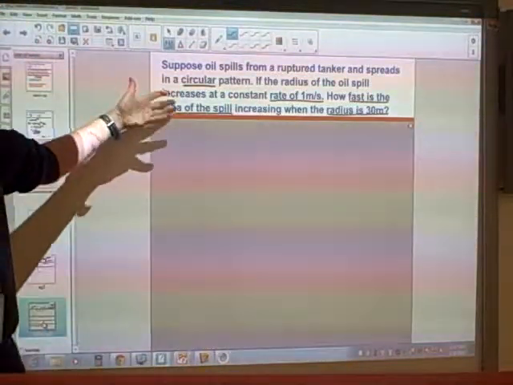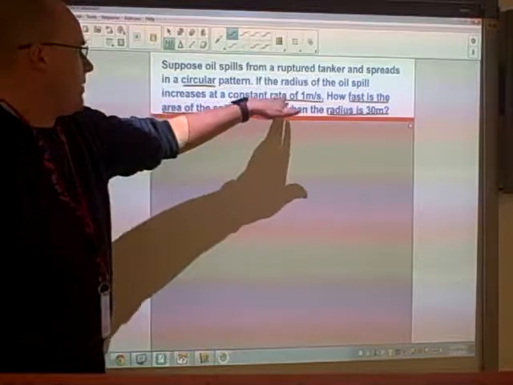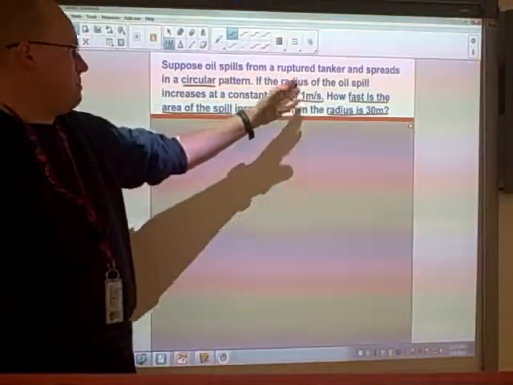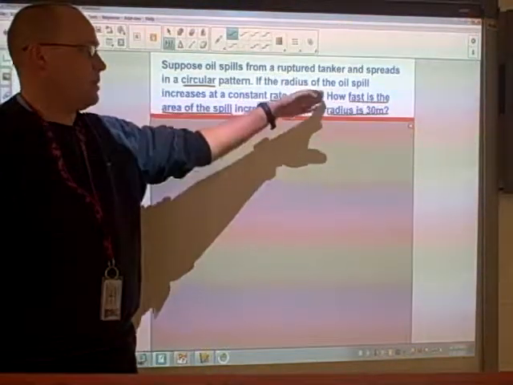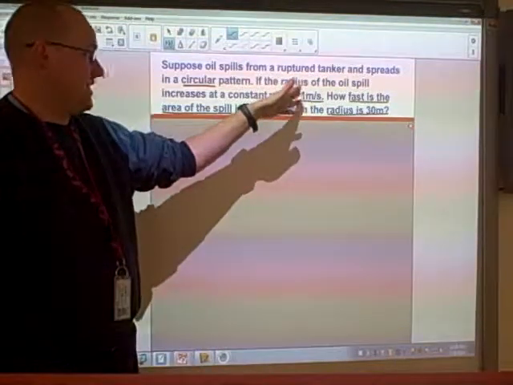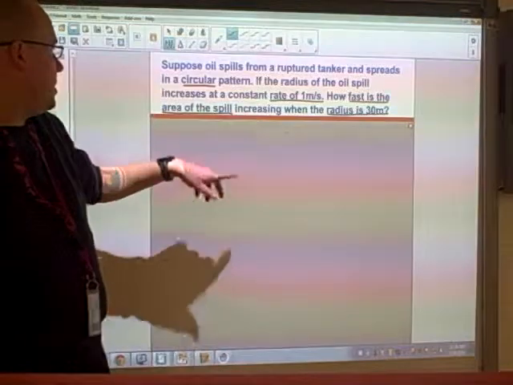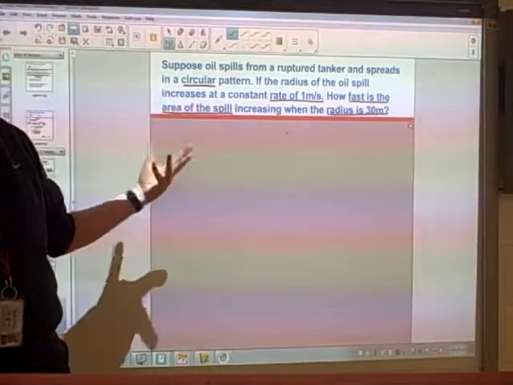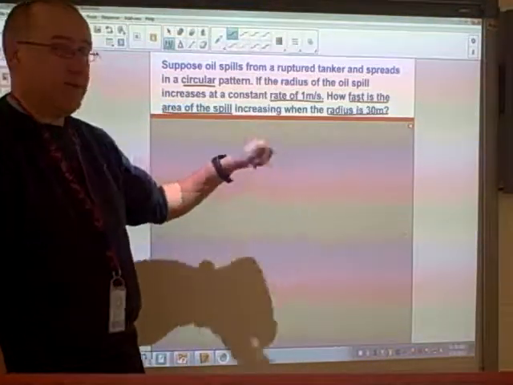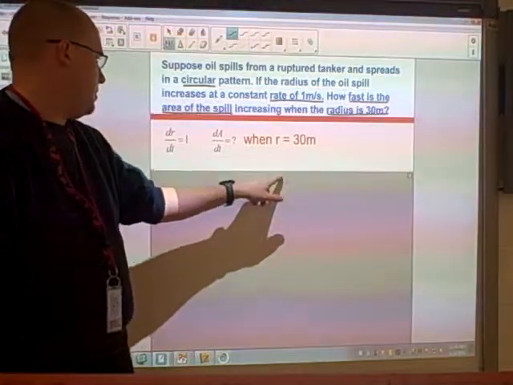So that's going to be dA by dt. We have a rate of 1 meter per second here. So meters is going to be to do with our radius. Seconds is to do with time. So this is dr by dt. Circle, as we're talking about area, we should be able to write a formula for the area of a circle as well, and then we could differentiate that to help us. So let's reveal all this stuff.